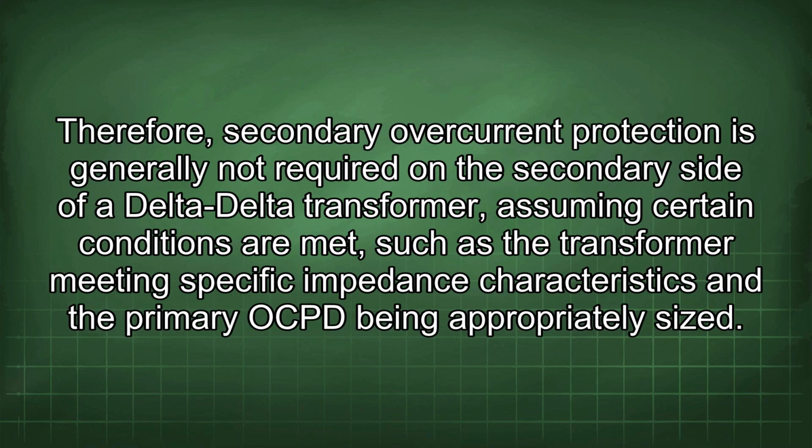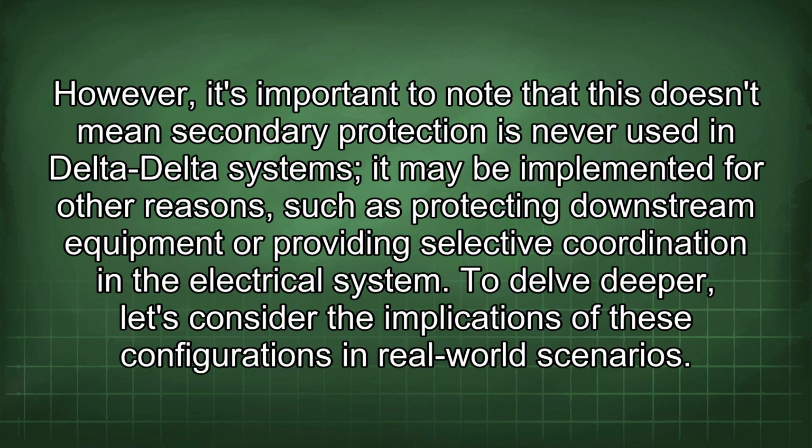Therefore, secondary overcurrent protection is generally not required on the secondary side of a delta-delta transformer, assuming certain conditions are met, such as the transformer meeting specific impedance characteristics and the primary OPT being appropriately sized. However, it's important to note that this doesn't mean secondary protection is never used in delta-delta systems. It may be implemented for other reasons, such as protecting downstream equipment or providing selective coordination in the electrical system.